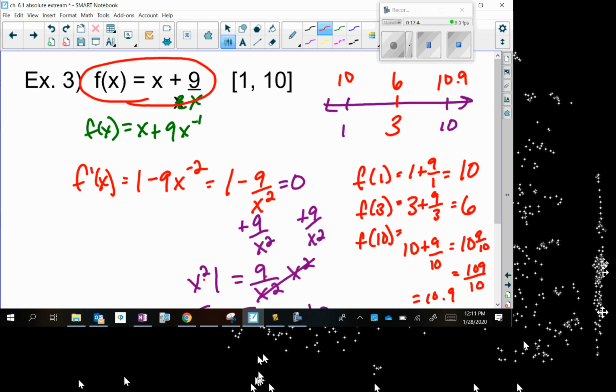So where is our absolute min happening? At 3 of 6. And our absolute max at 10 of 10.9.